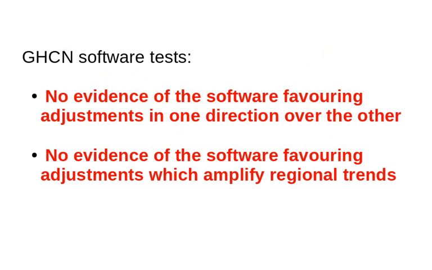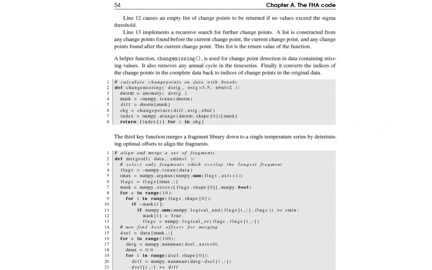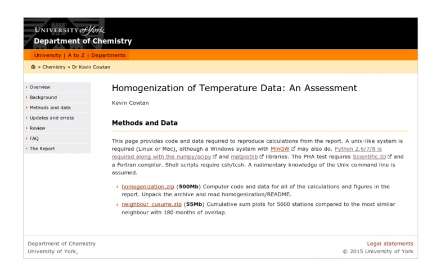To summarize, we have looked at tests which would tell us if the GHCN method were biased in favor of upward adjustments, and if the method were biased in favor of increased trends. In both tests, the method shows no signs of bias. There are a number of other tests in the full report. Supporting data are available on the project website. This includes all the computer code required to reproduce the results from the report. The computer code is available from the Methods and Data page.